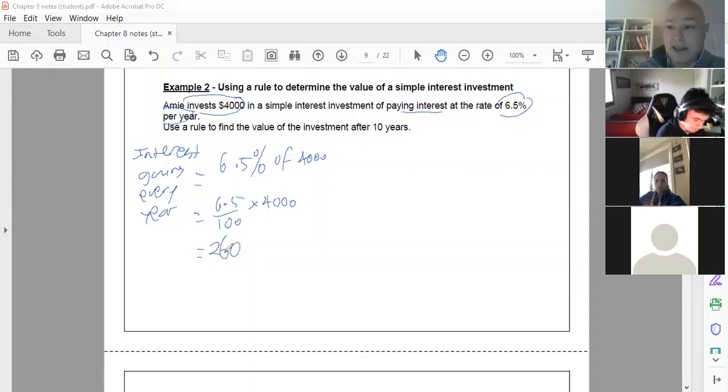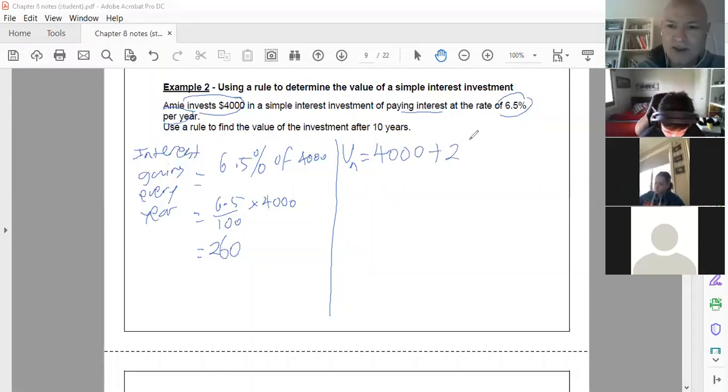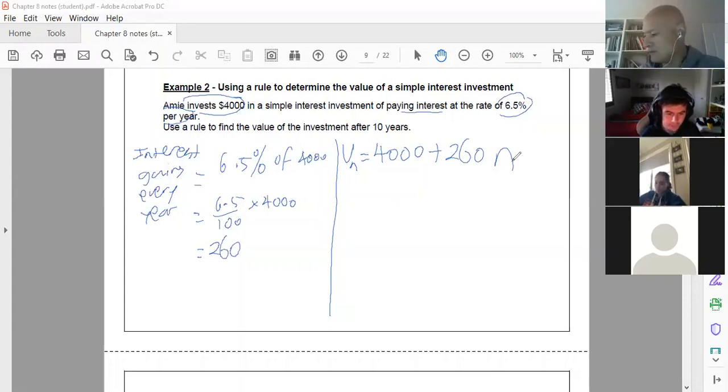Okay, so now I'm going to write my rule. And I want the rule in terms of n. It doesn't say to do a recurrence relation, so I'm not going to do that. So I'm going to write V of n equals the original amount, which was $4,000, plus $260 every year. Is everyone happy with that?